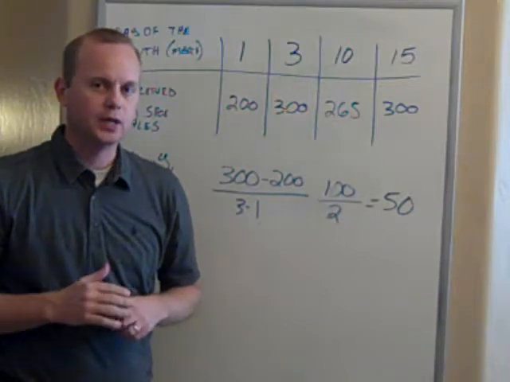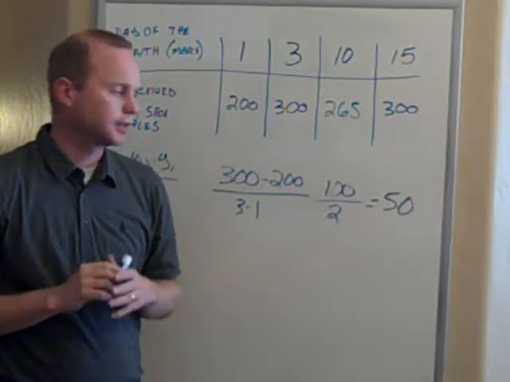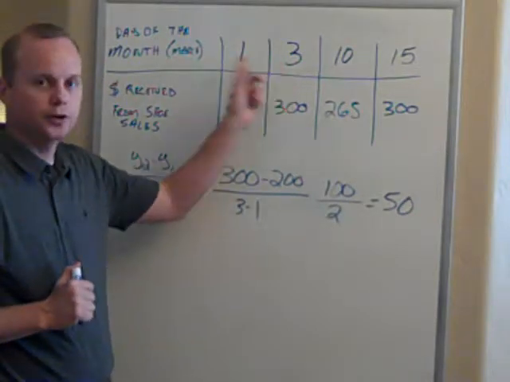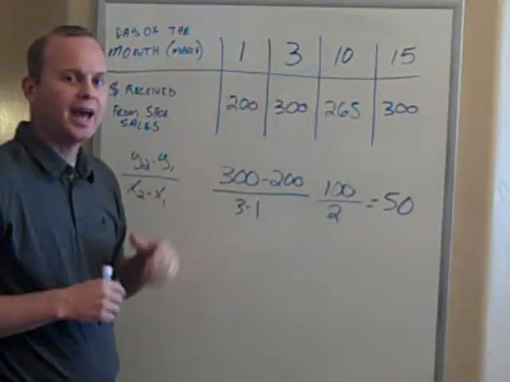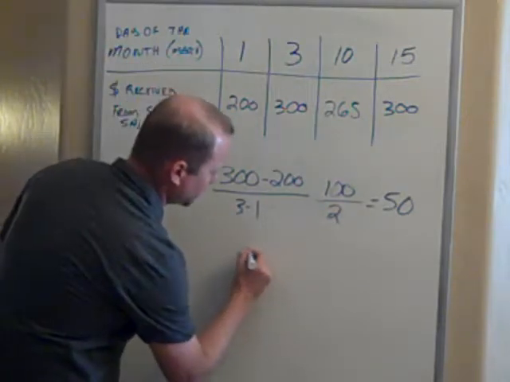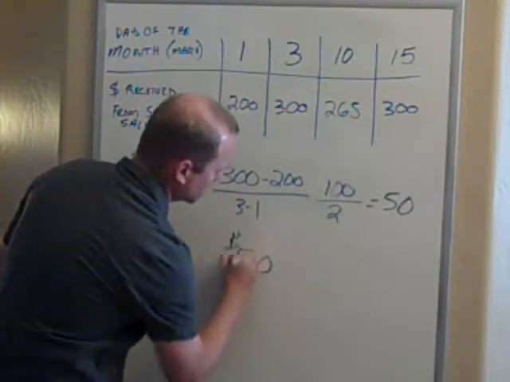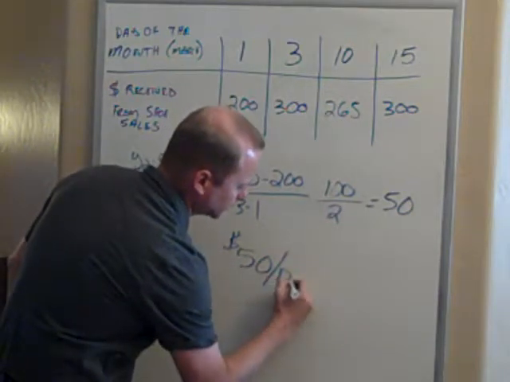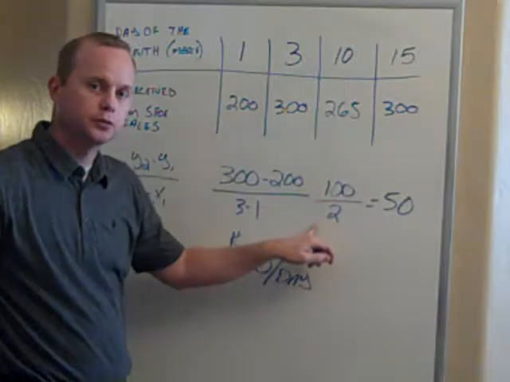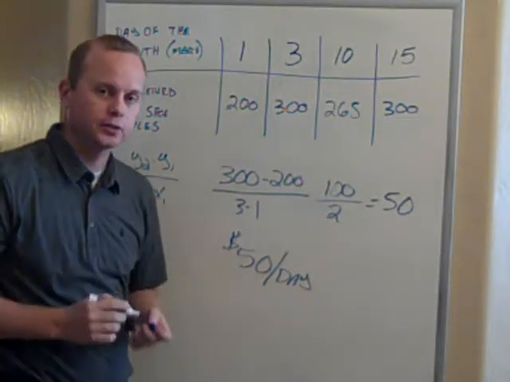But what does that really mean? And you want to be specific on this. This means that between the 1st of March and the 3rd of March, the average increase in shoe sales is $50 per day. Okay? There was $100 over the span of 2 days, so that's $50 in 1 day was our increase.